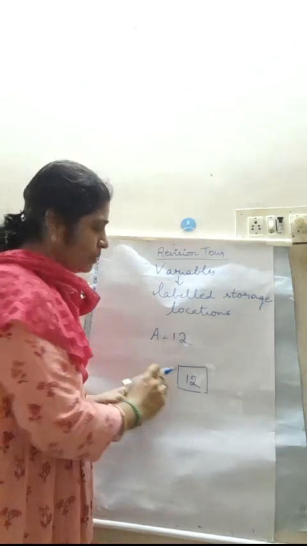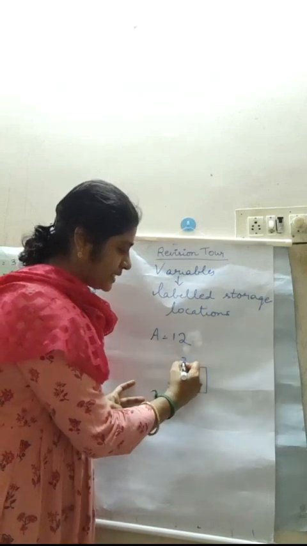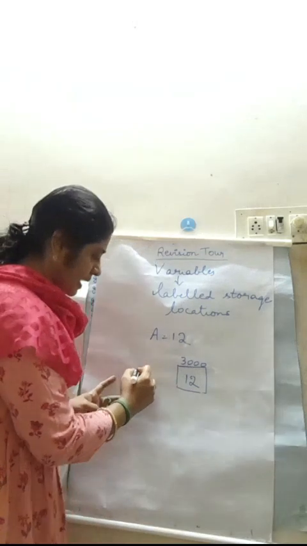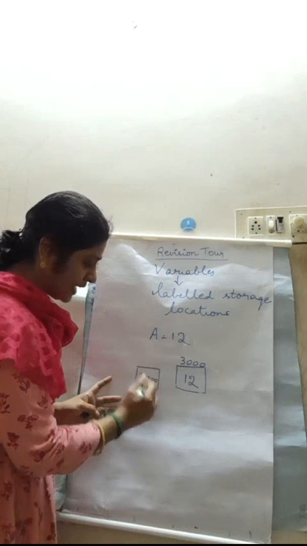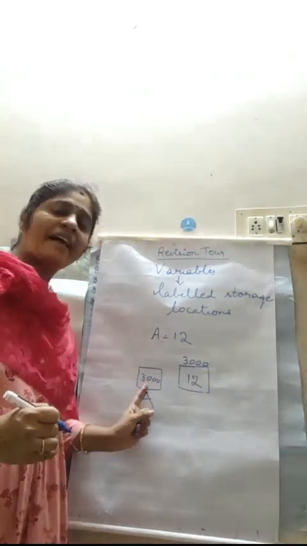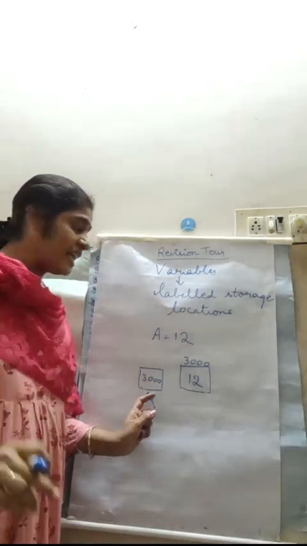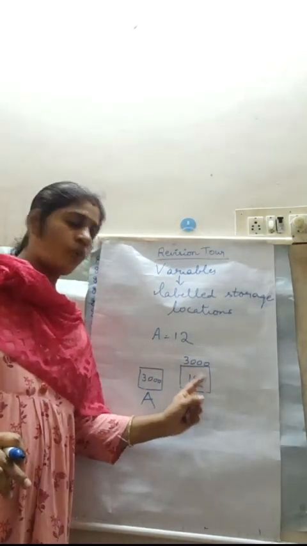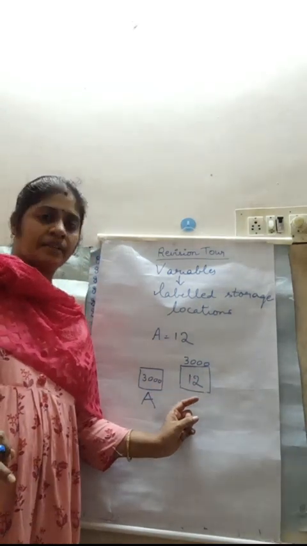Suppose let us assume that the memory address, the location address of this 12 is 3000. What will happen is 3000 will be stored in a location and this location will be given the label A. So A is storing the value 3000. So A is referencing the location 3000, and what is stored in 3000 is 12. This is what exactly happens in Python.